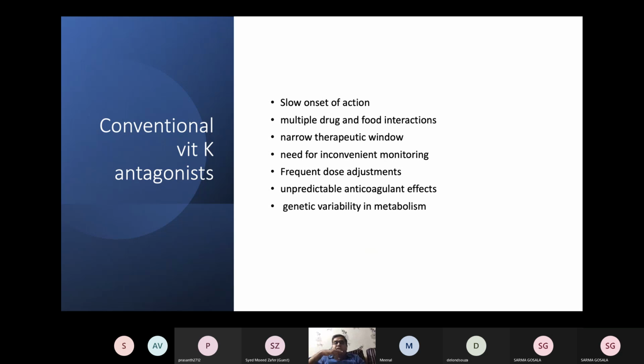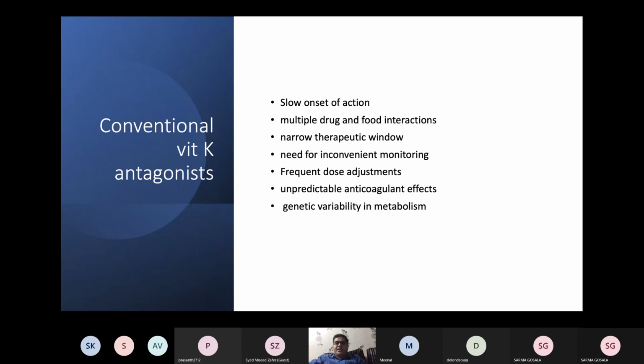That again leads to close monitoring of prothrombin time and international normalized ratio, which can sometimes be very difficult in practical terms, and that again leads to frequent dose adjustments. Nowadays we use WhatsApp and other communication to do that, but still that doesn't take away the inconvenience to the patients. And then there are so many inter-individual differences in anticoagulant effects. Each individual is different, and the dosing requirement for each individual differs. So there are so many issues with the use of the conventional vitamin K antagonist.